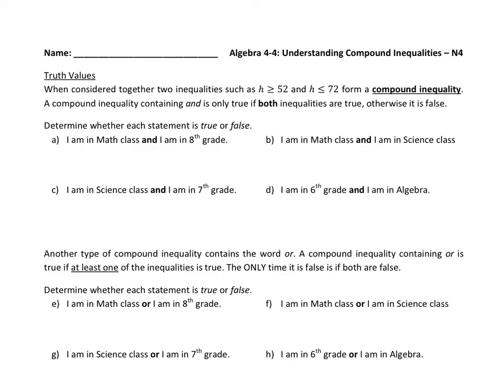Truth values. When considered together, two inequalities such as h is greater than or equal to 52 and h is less than or equal to 72 form a compound inequality. A compound inequality containing "and" is only true if both inequalities are true. Otherwise, it's false. So determine whether each statement is true or false. Look at each piece individually. Again, both pieces must be true in order for the truth value to be true.